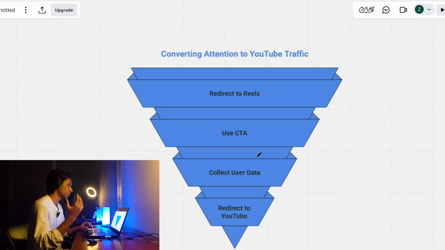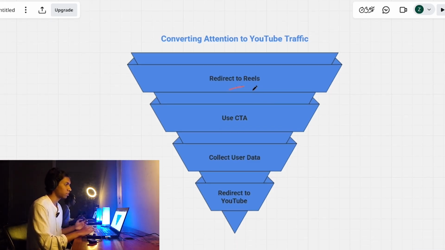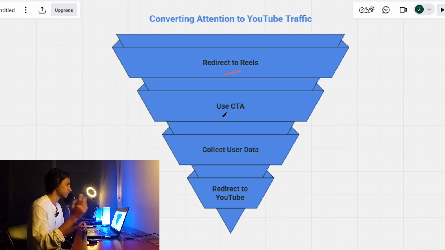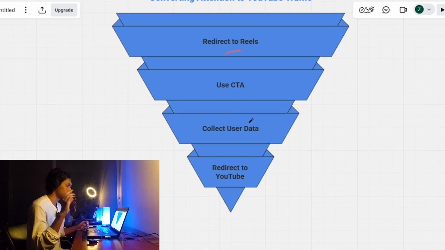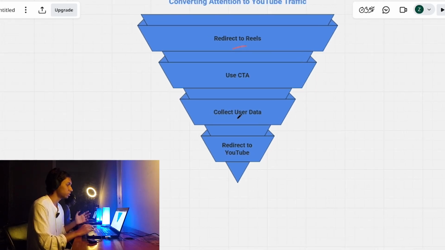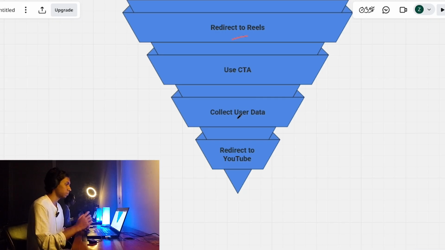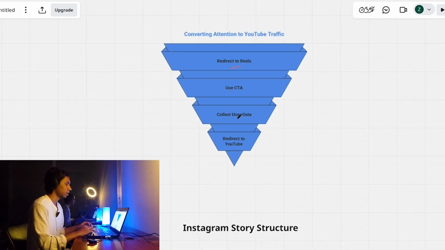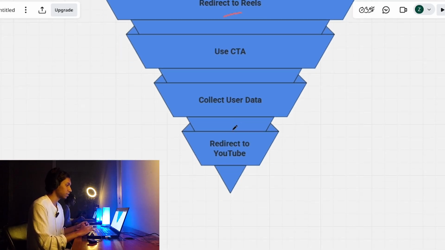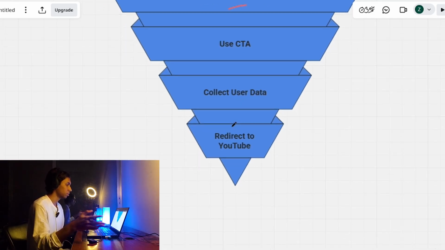You generate attention with your story sequence, then redirect that attention to converting assets like Instagram Reels or your YouTube video. Then from there, preferably from Instagram Reels, you can use a CTA and say something like comment down this word and I'll send you this. And so when they do comment down that word, you DM them and collect some user data, right? You ask 2 or 3 questions about their pain points, about the problems they're facing, and you use that later to build your landing page, basically your VSL, and then finally you give them the YouTube video, right?